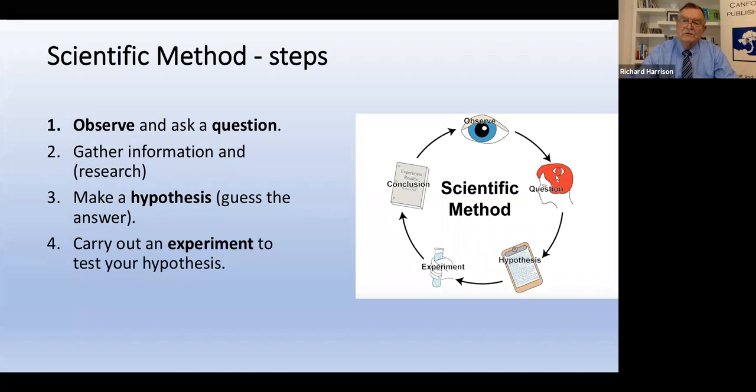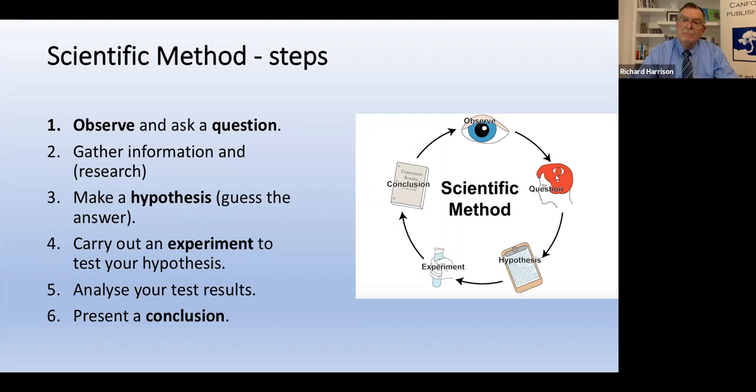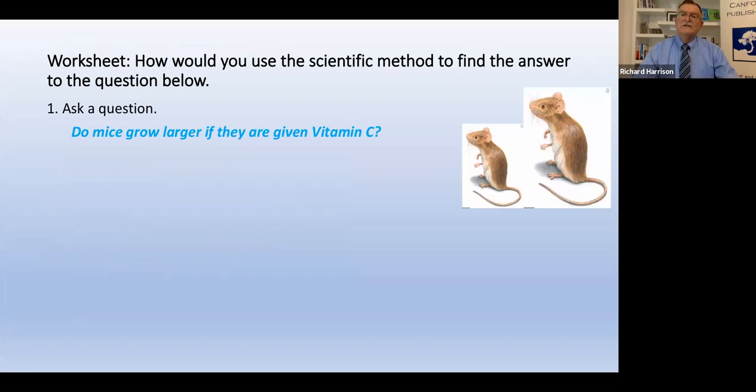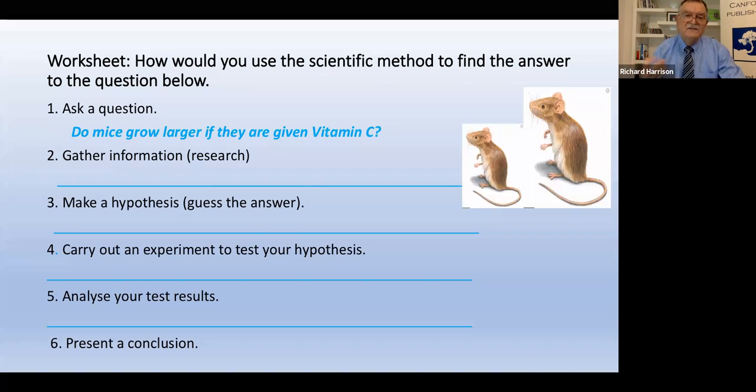Unfortunately, it's very difficult to do something like this in the classroom, but what you can do is to get them to discuss what steps they would go through, how they would approach an experiment. Let's just give you one example. Do mice grow larger if they are given vitamin C? Okay, and so what kind of experiment would you carry out in order to test this theory? Or to answer this question rather.